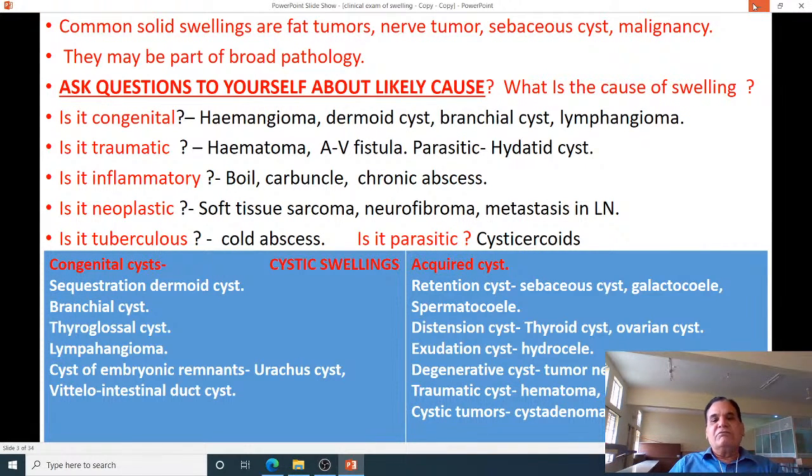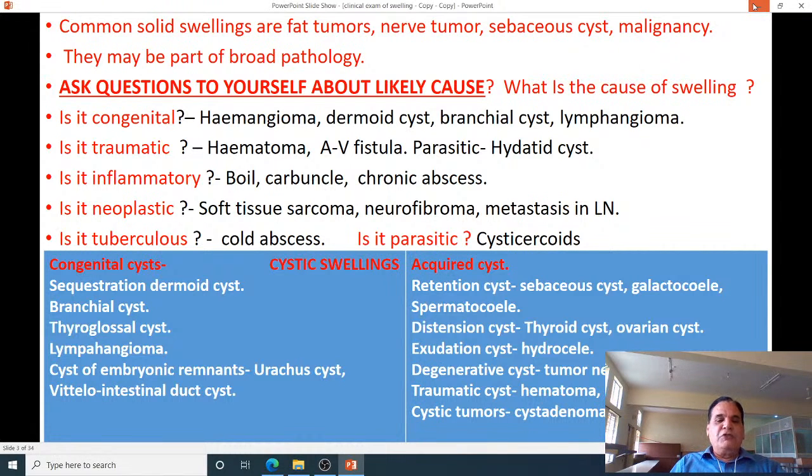And parasitic, hydatid or a cysticercoid. Cysticercoid is known in Western countries. In our country, in some regions, hydatid is common. You also have to think which is a common pathology in the region where the patient is coming from. Always keep that in mind. Don't give any fancy diagnosis. Simple diagnosis, simple treatment, symptom analysis, simple investigation and simply passing.